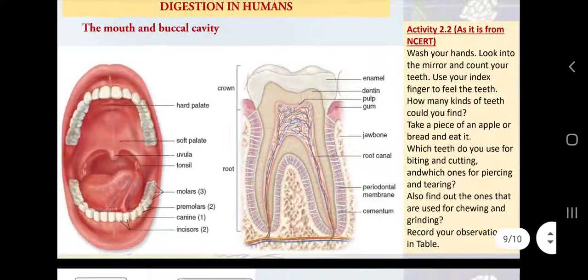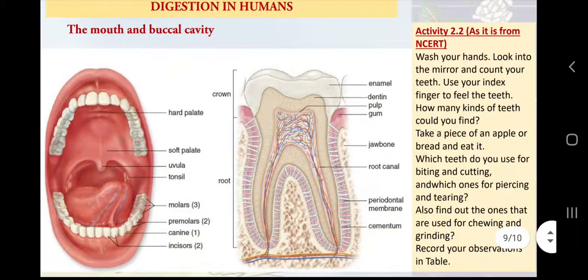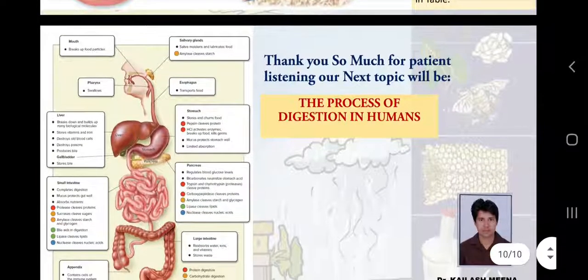This is an activity from your NCERT book, activity 2.2, the second activity of chapter 2, which is nutrition in animals. You can read that guidance also. I will take this example first, before discussing the process of human digestion in our next video. Thank you so much for your patient listening, and I will make my next video on the topic of digestion, the process of digestion in humans.